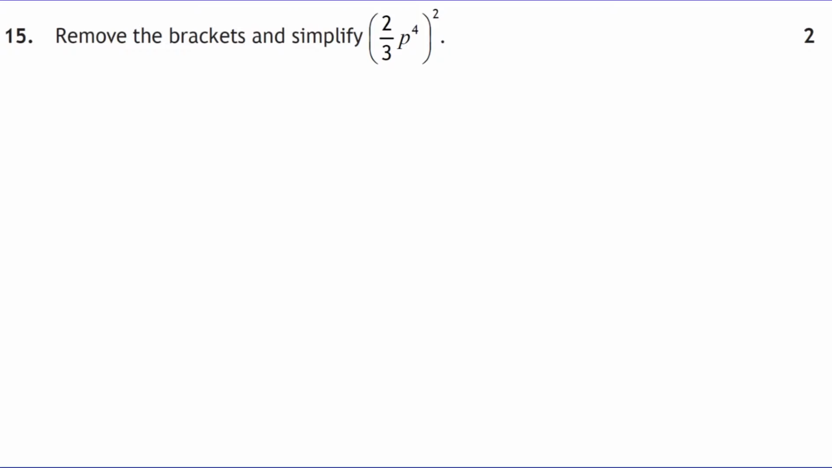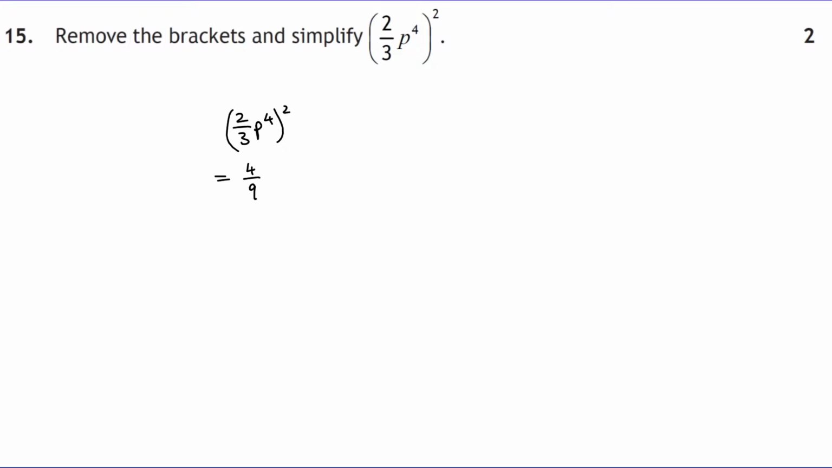Okay. Remove the brackets and simplify a little indices question. So 2/3 p to the power 4, all squared. Same way you would normally deal with a power of a power when you're using your indices rules. You would square the first part of the term, the numerical part, so the coefficient here, which is a fraction. If we square a fraction, we're squaring the top, we're squaring the bottom. 2 squared is 4, 3 squared is 9, so we end up with 4 over 9.